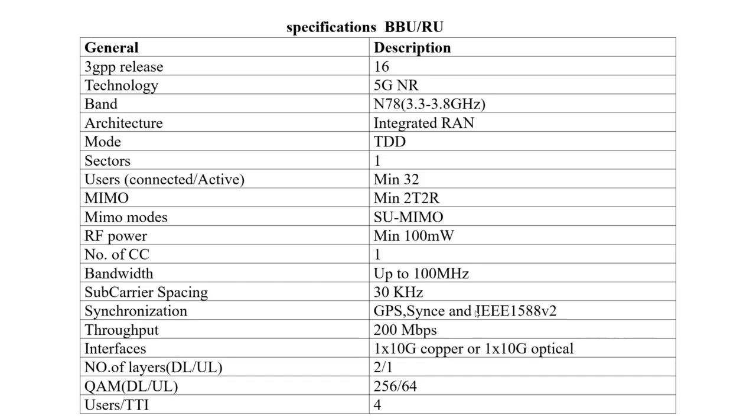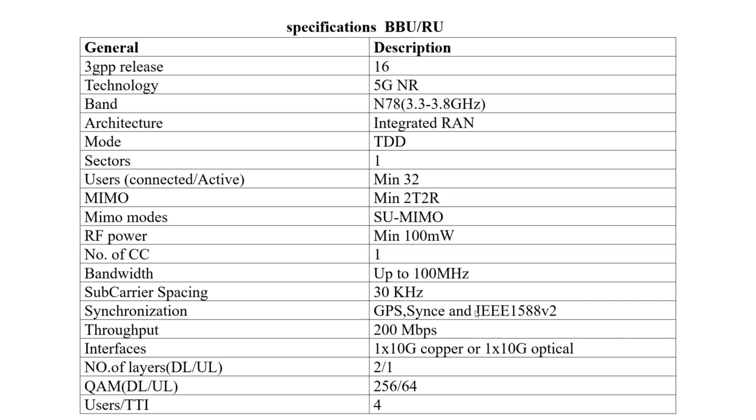Then you can plan how many sectors there are in the radio. Then how many users can connect, like a minimum of 32, or more users you are going to connect. All these are the specifications of this radio, which is delivered in the labs. In the lab, it is delivered as a 5G RAN, supporting N78. It is an integrated radio access network. It supports TDD, one sector radio. Then 32 users can connect, slash active can be 32 users. Then MIMO functionality is there.